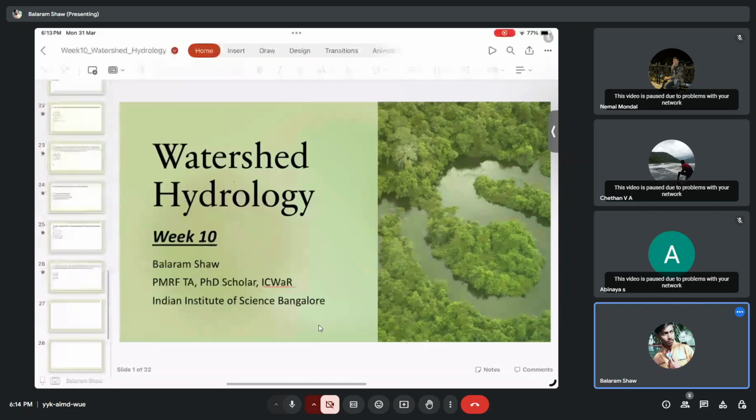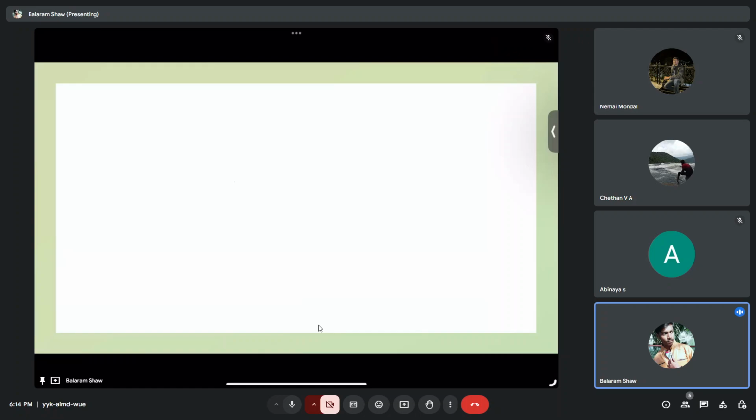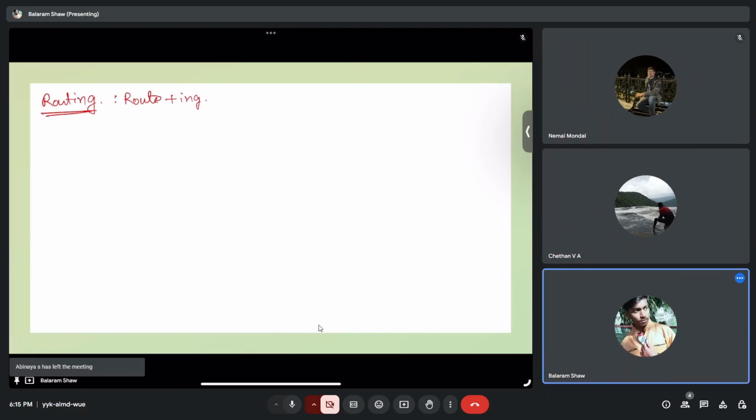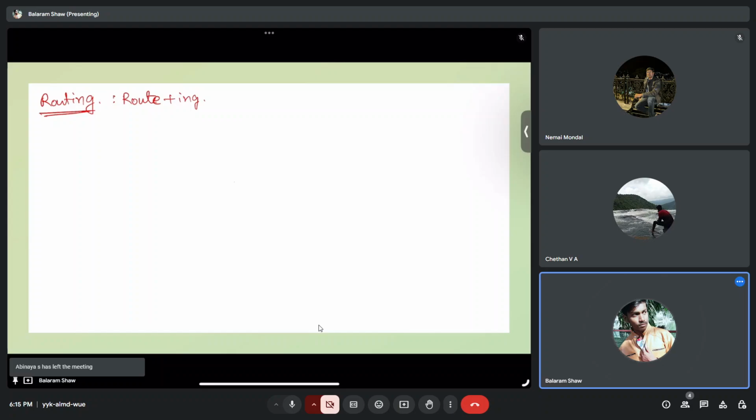Starting with the word routing, what do you mean by routing? The term is made of root plus ing. It's like we are moving through a route and doing something on the route of the streams. In this course we have mostly studied flow routing.